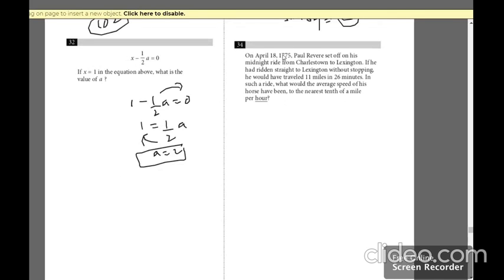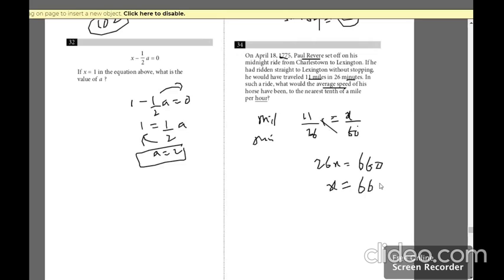So we had a word problem over here. In 1775, Paul Revere rode from midnight without stopping. He traveled 11 miles in 26 minutes, so it is miles to minutes, that is 11 over 26. The average speed of his horse to the nearest tenth of a mile per hour, okay, that is 60 minutes. So upon cross multiplying, we get 26x equals 660, which divided by 26 will roughly give us 25.38. As they have asked for the tenth, remember tenth is the digit immediately after the decimal point, and since they have asked for the nearest, it is going to be 25.4.